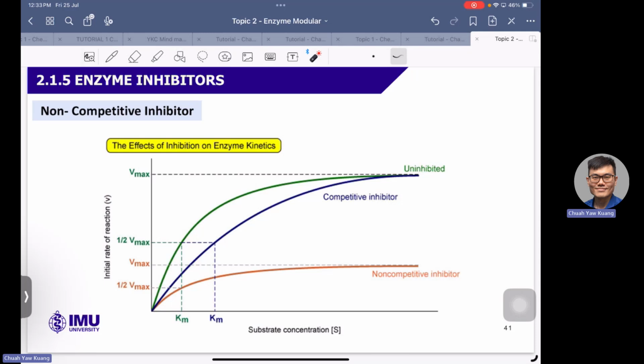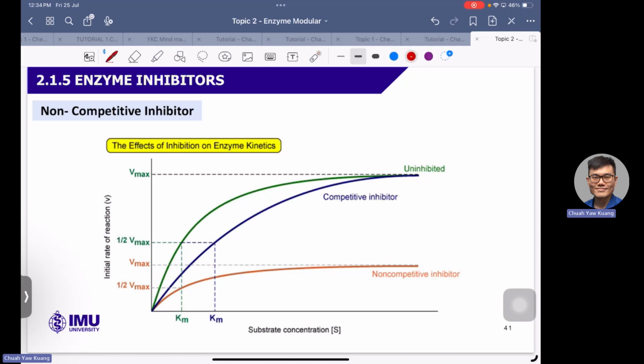Now look at the graph. You have the Vmax and the Km. By looking at the graph, you see the non-competitive inhibitor, which is the orange line. You see that it is lower. The Vmax will now be lower than the green line one. Why? Because the non-competitive inhibitor is going to shut down the enzyme, so it lowers the maximum velocity, the maximum rate of reaction.